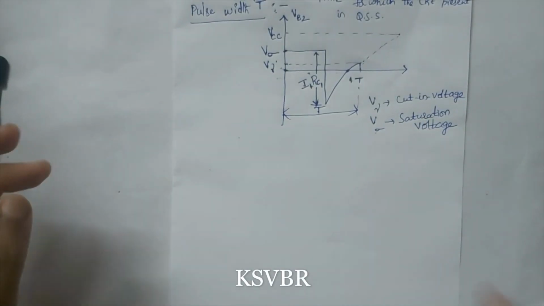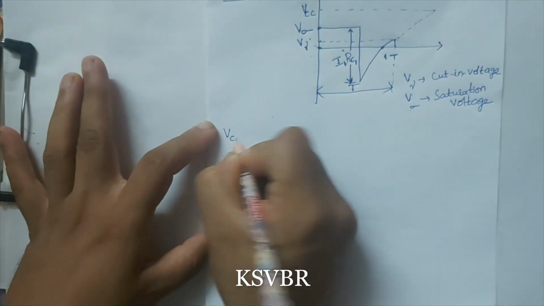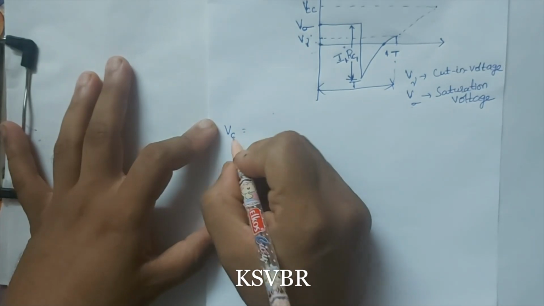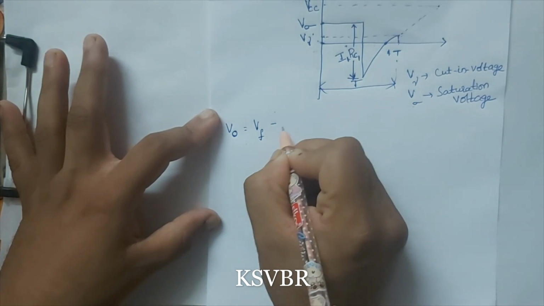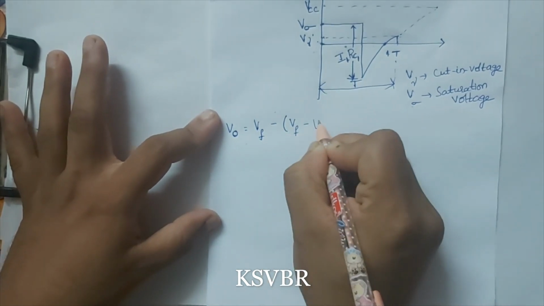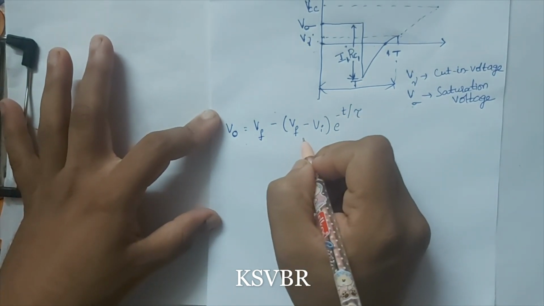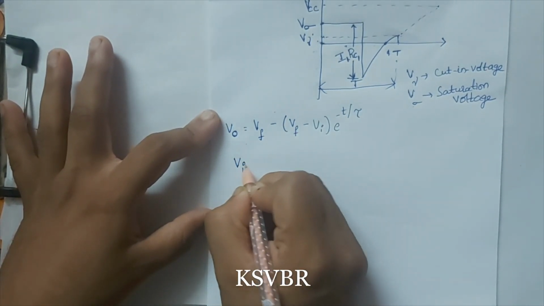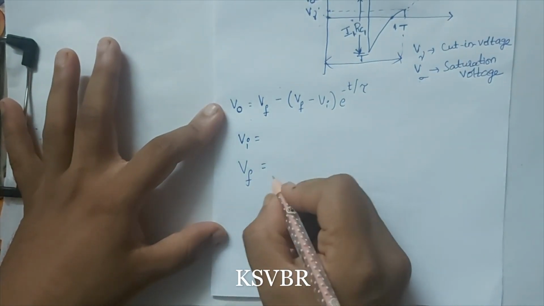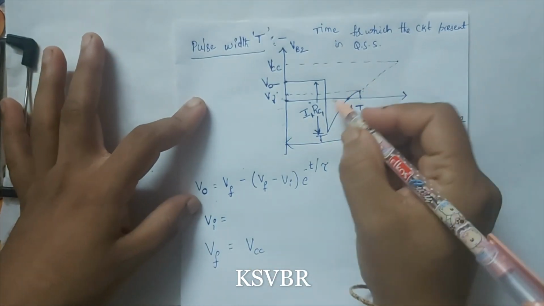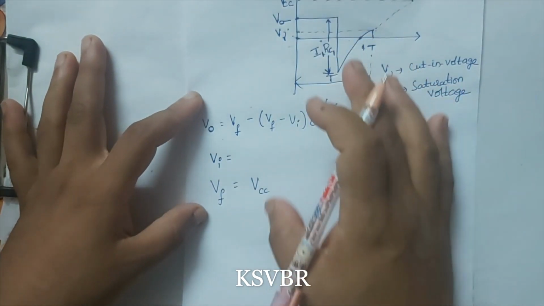We know that voltage across the capacitor or else output voltage, that we will find out VC is equal to, or else take V0 itself, don't get confused as previous, VF minus V initial to e power minus t by tau. So here what is the initial value Vi, what is the final value Vf? Vf we know the maximum voltage the capacitor can reach here. This is the VCC value. So V final is equal to VCC.